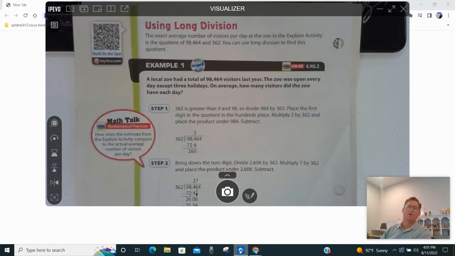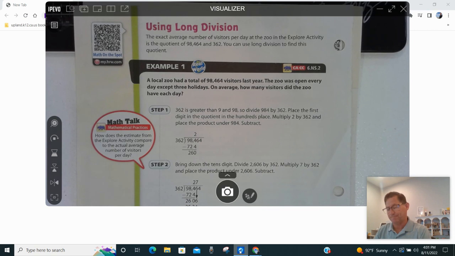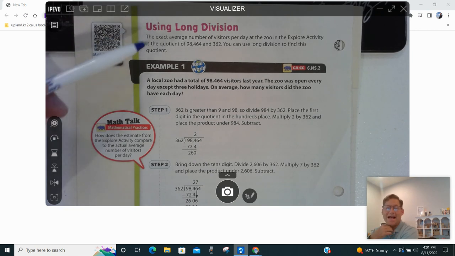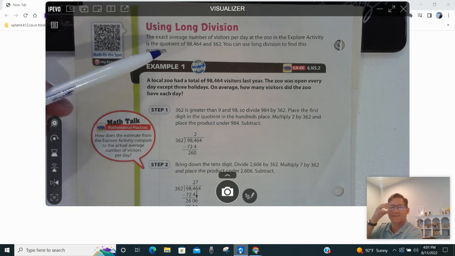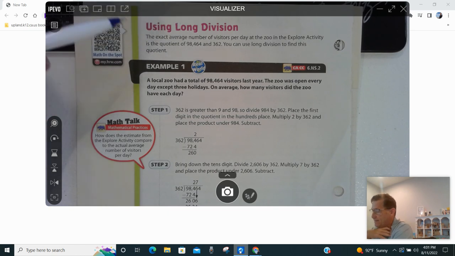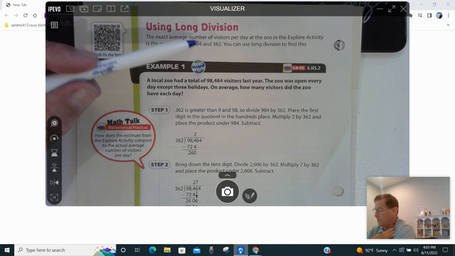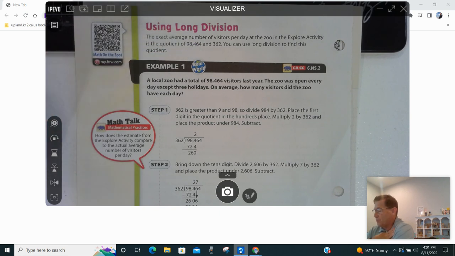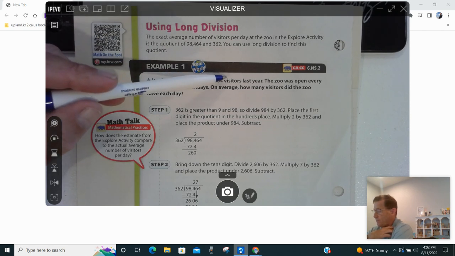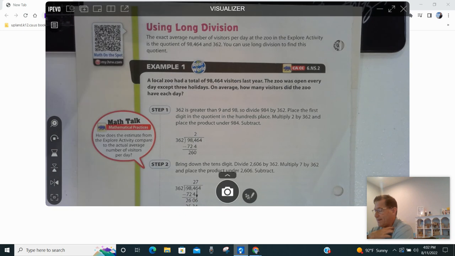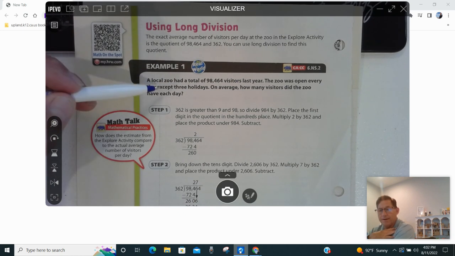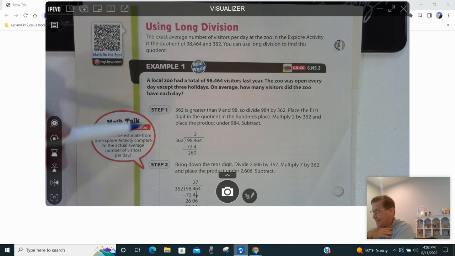All right, using long division. So the exact average number of visitors per day at the zoo in the Explore activity is the quotient 98,464 and 362. We can use long division to find this quotient. So the local zoo had 98,464 visitors last year. The zoo was open every day except for 3 holidays. So it's the same problem, right? But now we're actually going to find the answer.